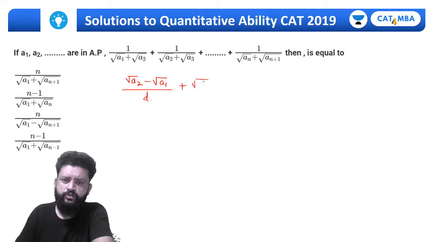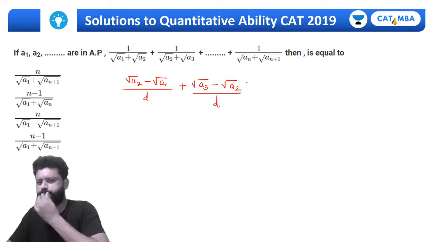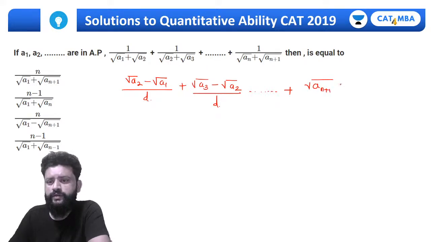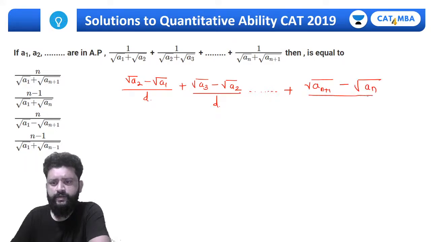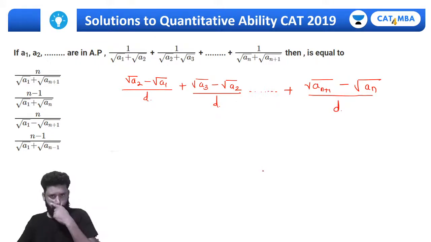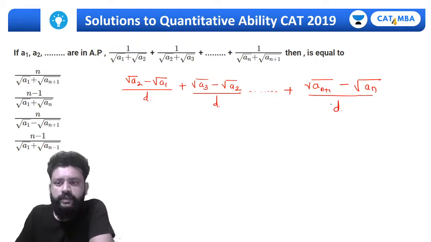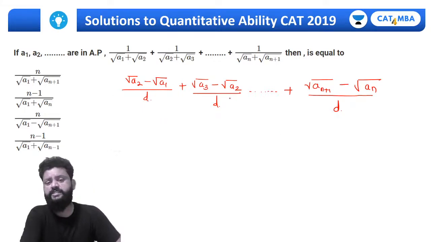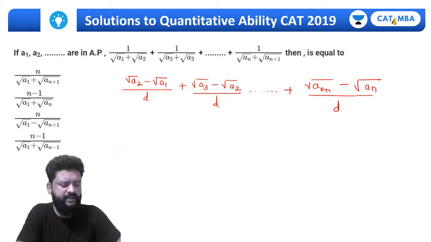This I can write as under root of a3 minus root of a2 upon d, and so on. The last step will be under root of a(n+1) minus root of a n, divided by d. Now this is the typical adjustment on this. This is the formula based adjustment, you can say.